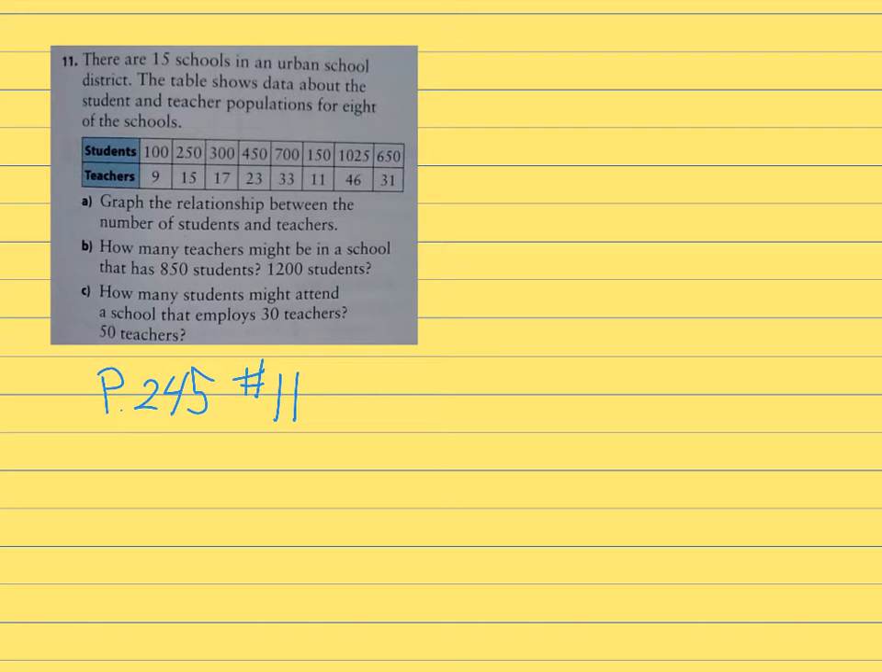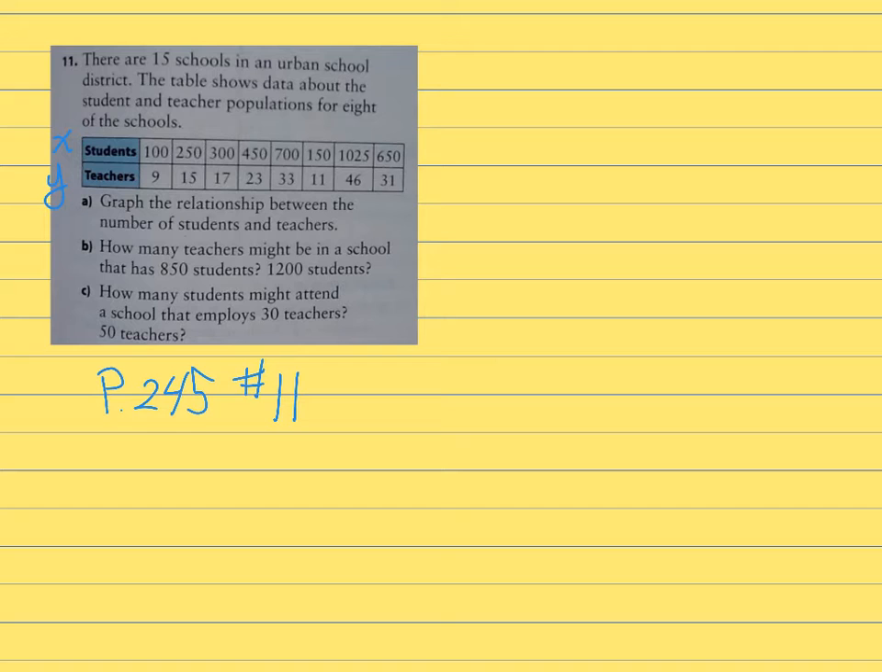So we have 15 schools in a school district. We have the table showing the number of students to the number of teachers. Just a comment about how they show us tables. Usually the top one will be our x's and the bottom one will be our y values. So we'll use that when we make our graph.